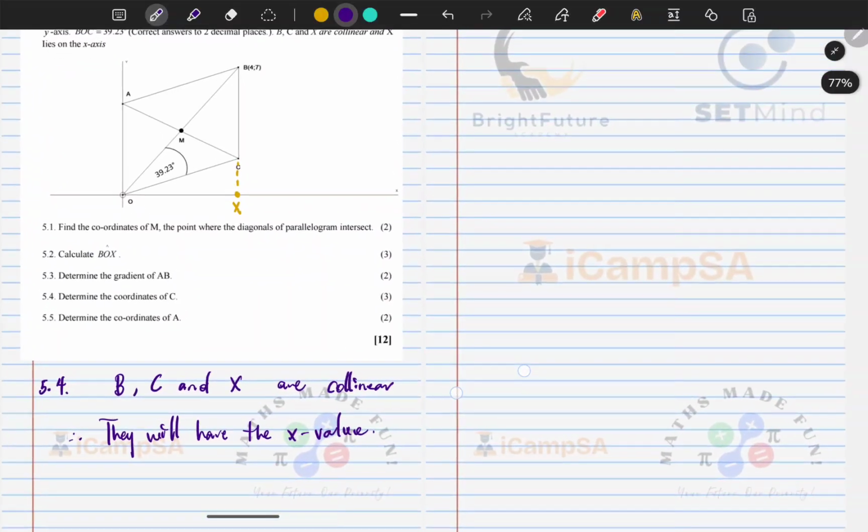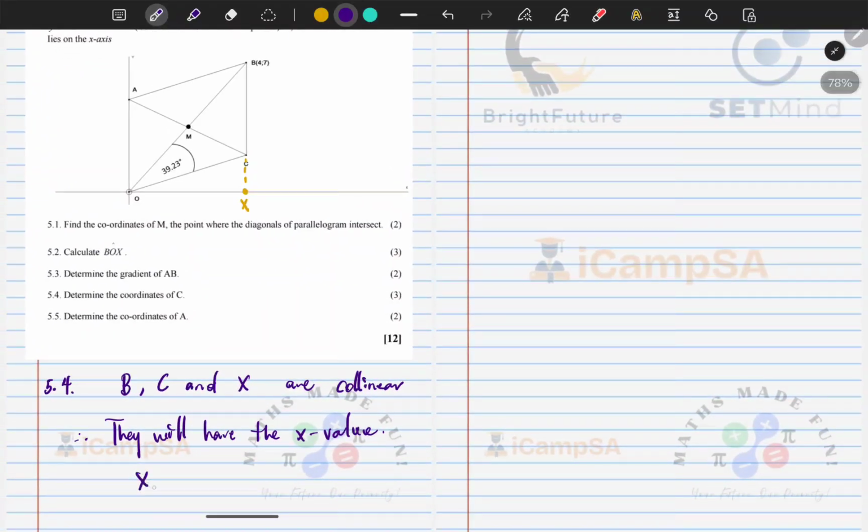So that means that your X of C is going to be what? Is going to be 4. Why? Because remember, your X value is 4. That means that going throughout, it's going to be 4. Great. So now we need to find y.